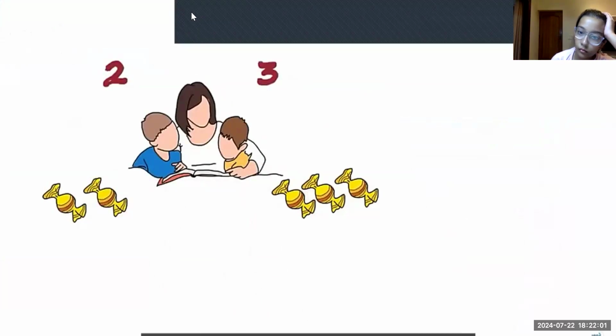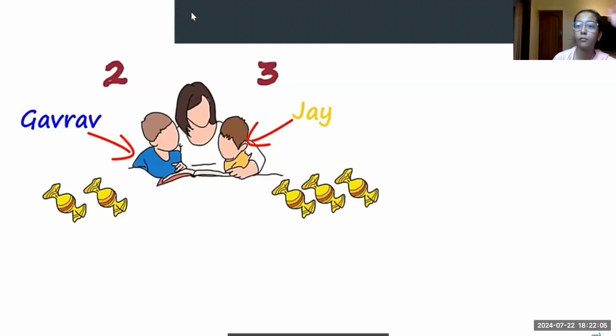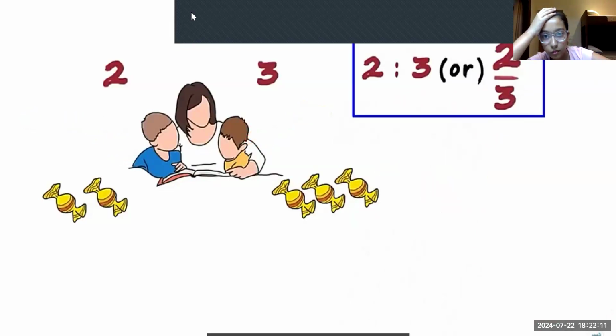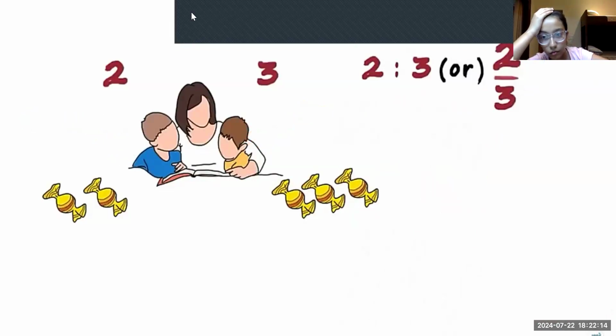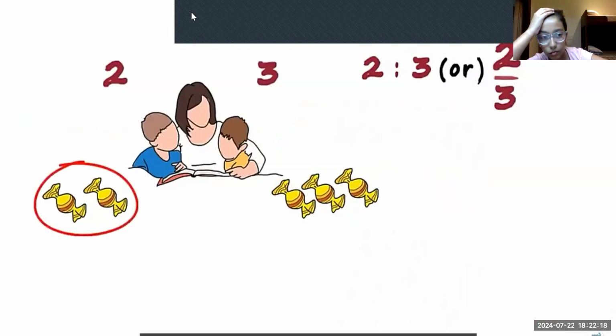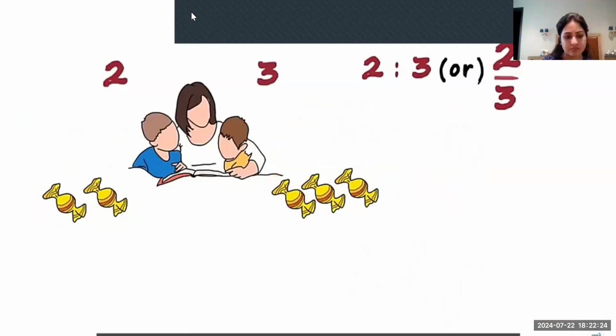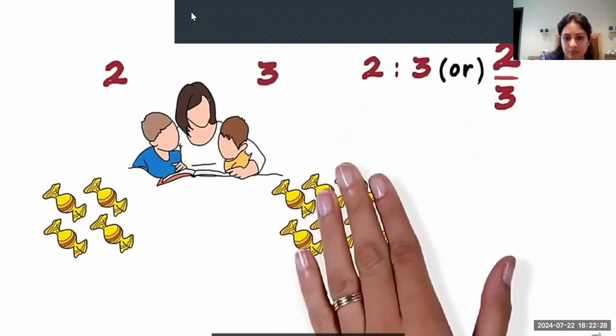So the ratio of the number of chocolates Gaurav got to the number of chocolates Jay got is written as 2:3 or 2 divided by 3. This can be read as 2 is to 3. We are basically comparing the number of chocolates Gaurav got to the number of chocolates Jay got. This went on for quite a few days. Every time the magic hand gave 2 chocolates to Gaurav, it gave 3 chocolates to Jay.